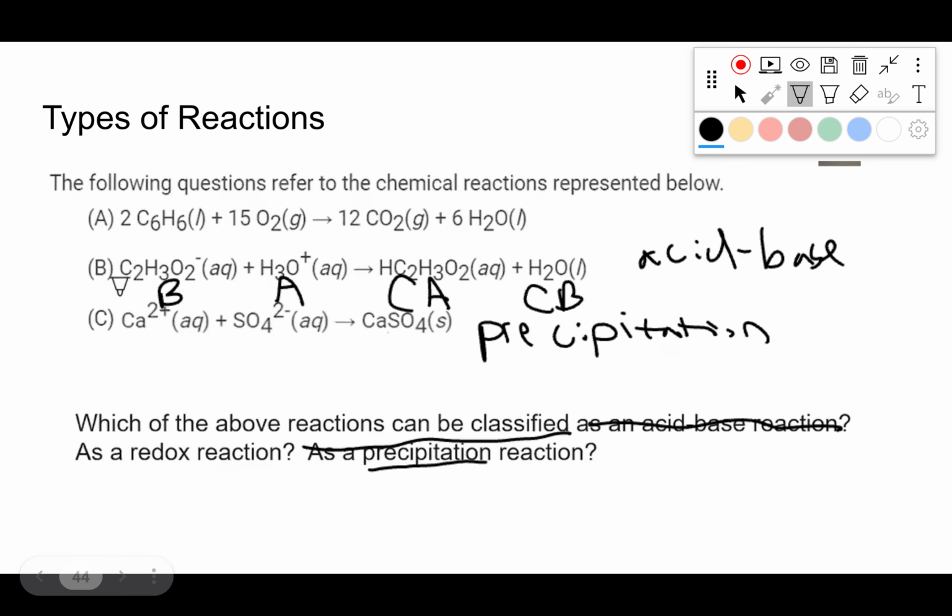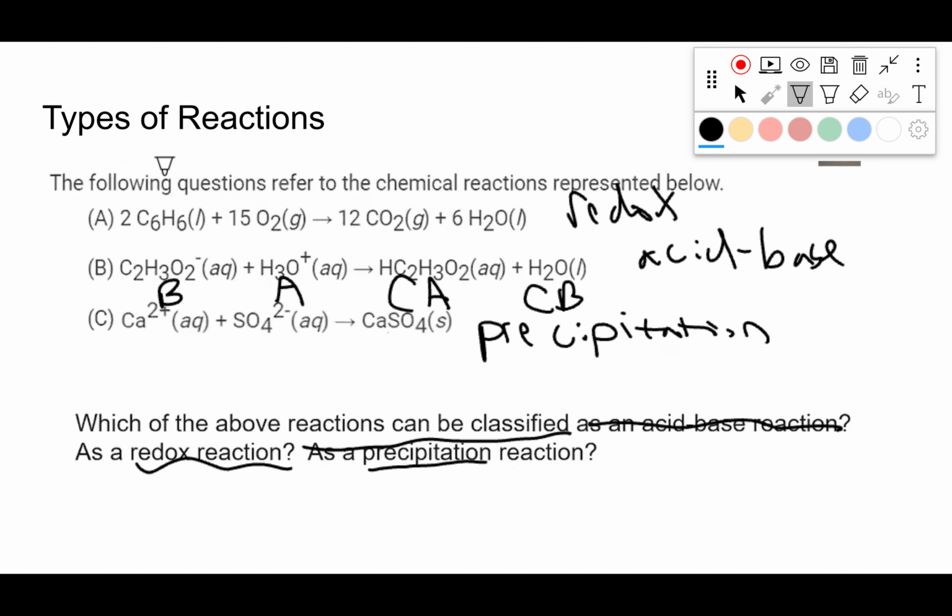In this one, this is just the anion. This is just a polyatomic ion that has a negative charge. When it accepts that hydrogen, it becomes HC2H3O2, because this had a negative one charge, and that hydrogen that this one got rid of has a positive one charge, so it just becomes HC2H3O2. Okay, so by process of elimination, this is my redox reaction.